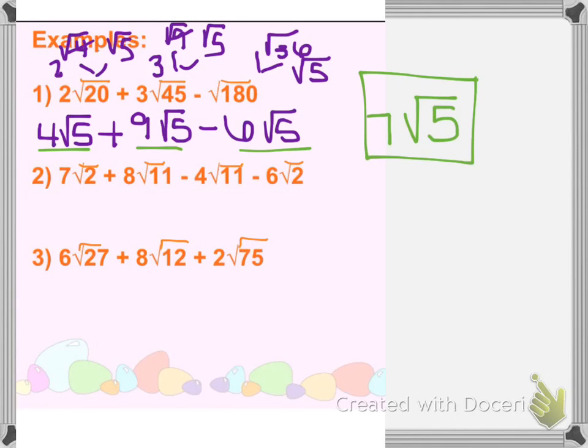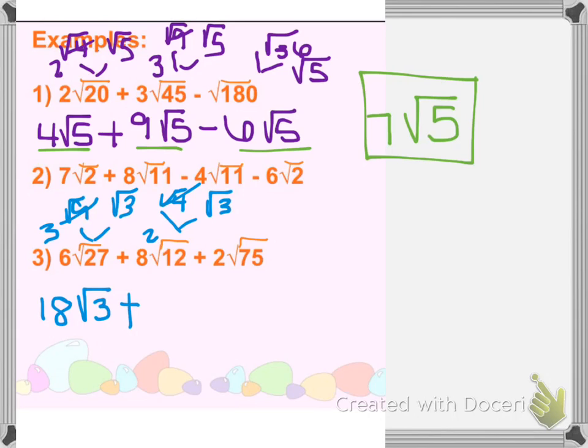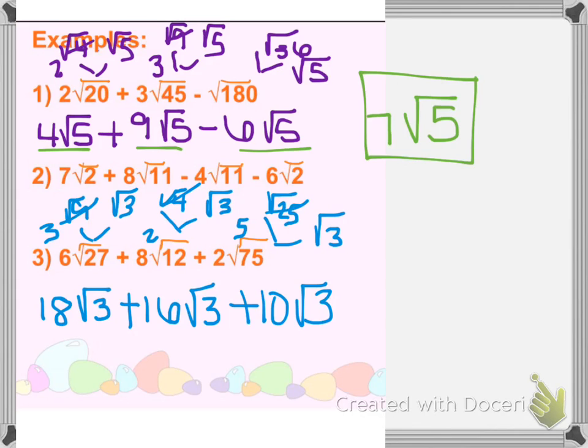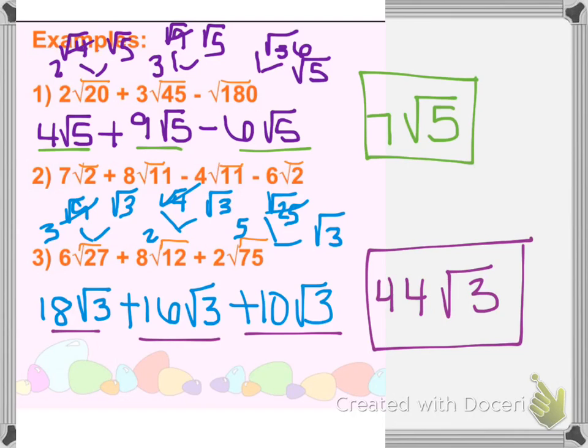And we'll do the bottom one. 27 goes to 9 and 3. The 9 comes out as a 3 and gets multiplied by the 6. So 18 root 3. 12 goes to 4 and 3. The 4 comes out as a 2, gets multiplied by the 8. 8 times 2 is 16, and the 3 is still in there. 75 goes to 25 and 3. 25 comes out as 5 times the 2, 10 root 3. Now they're all radical 3, which they're not necessarily all going to be the same at this point, but if any of them are the same, then you put the ones together that are. So we just add or subtract the numbers in front. So 18 plus 16 plus 10, which gives me 44, and the radical 3 stays the same. But again, they had to be simplified before I could make any decisions on whether or not they could be put together.